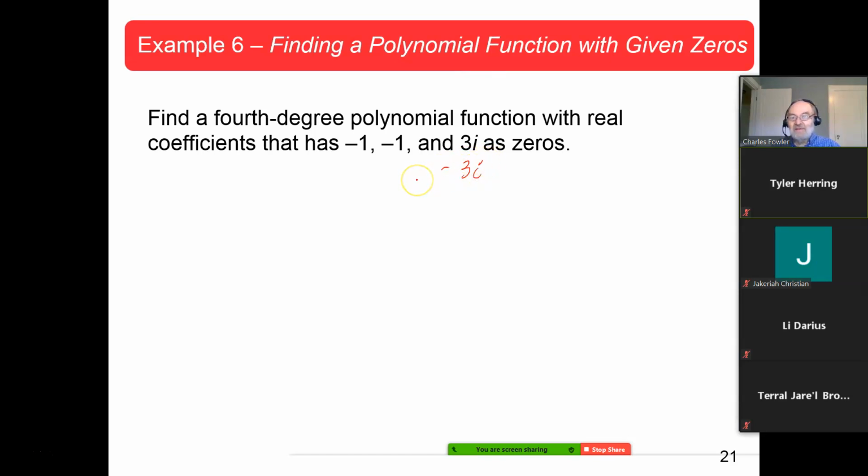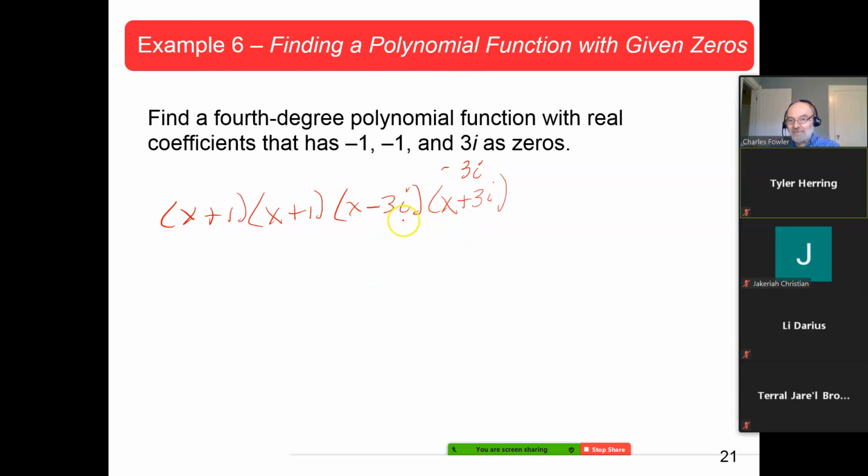Now, it says find the fourth degree polynomial. Well, we change these zeros to factors. This will be x plus 1, x plus 1, x minus 3i, and x plus 3i. To find that fourth degree polynomial, and it says a fourth degree polynomial because there's an infinite number of them. But we'll find the simplest one.